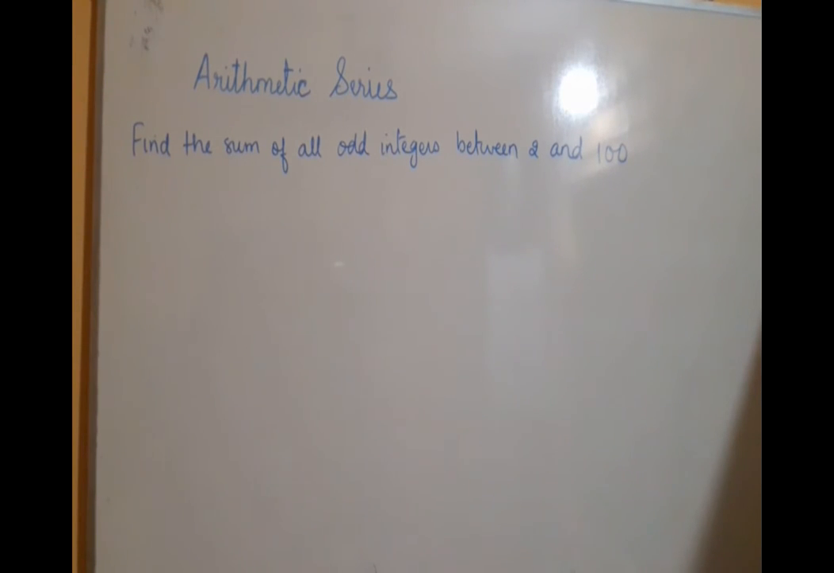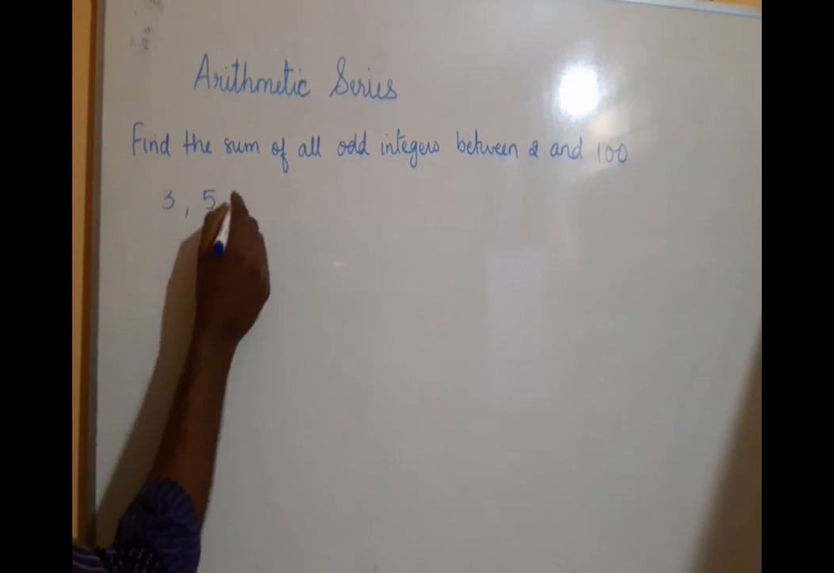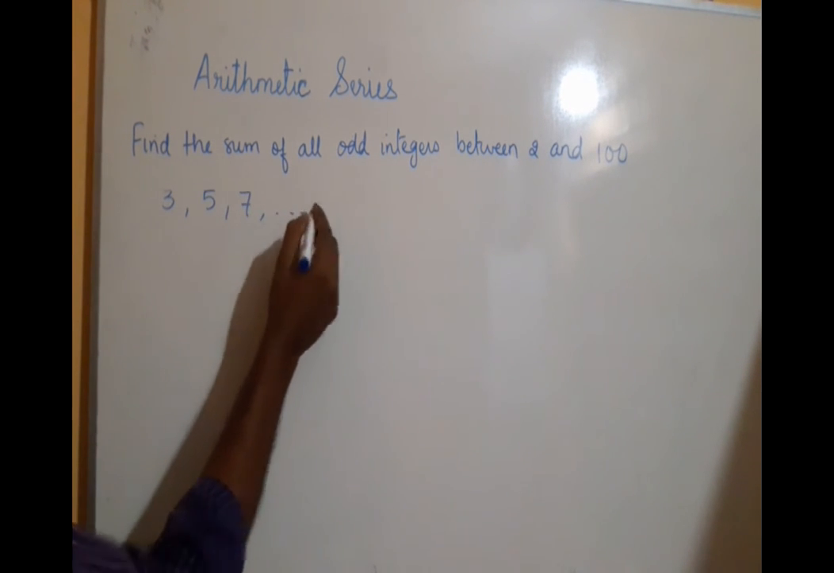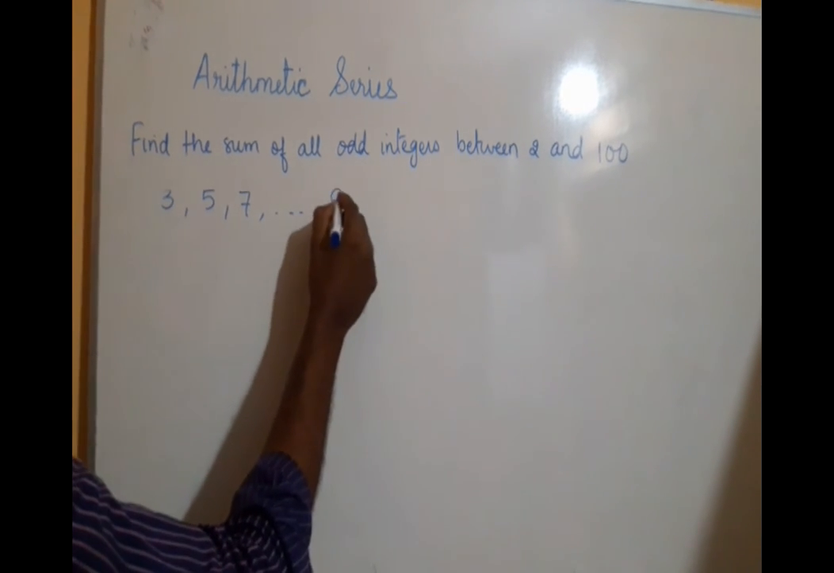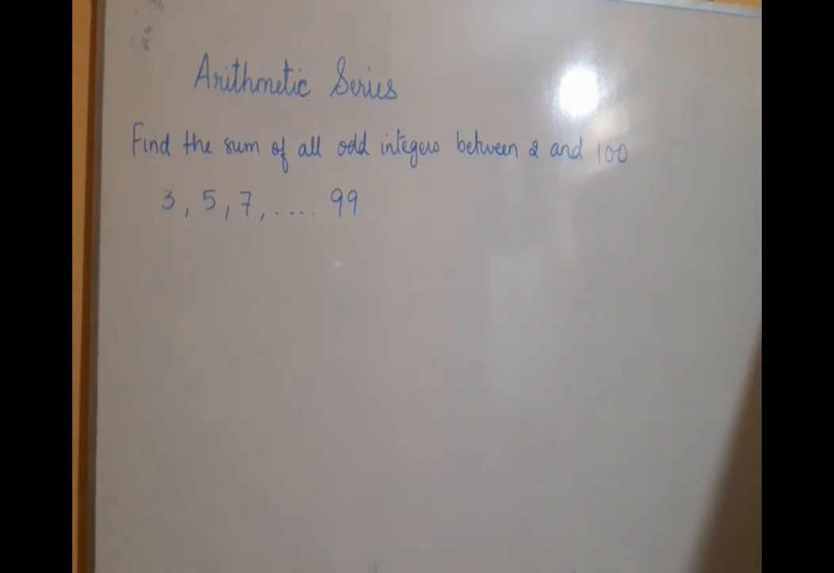The next one is: find the sum of all odd integers between 2 and 100. I hope you know what are odd integers. So if we begin, then the first odd integer after 2 is 3. Next comes 5 and 7. And we continue, then the last term is 99 because that is the odd number before 100. But now we have to find the sum of these integers.